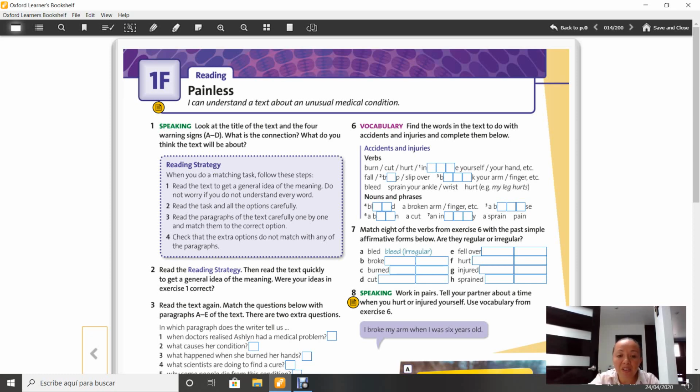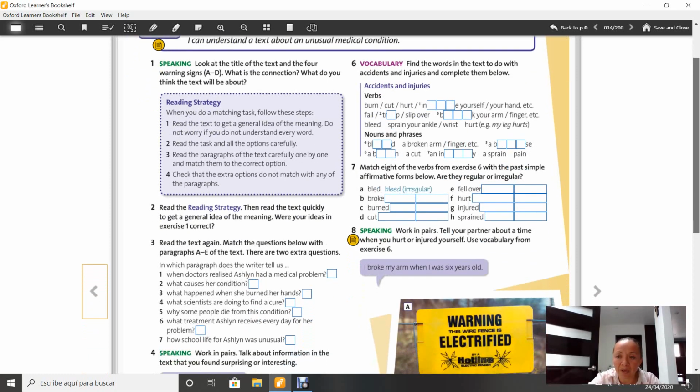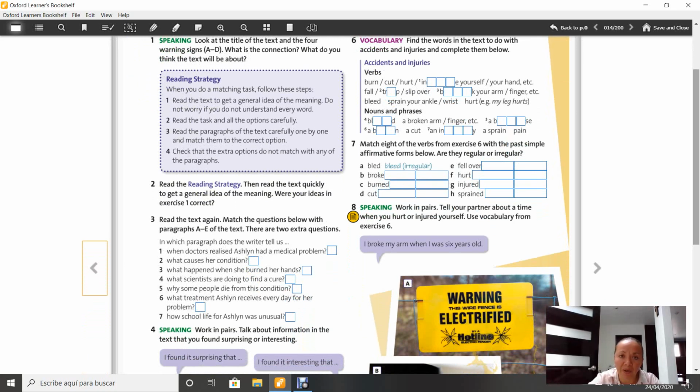So it says, read the text quickly to get a general idea of the meaning. Were your ideas in exercise 1 correct? For example, the text is going to talk about pain, right? Because of the title, that's very obvious. So we are going to read this text and we are going to know if we are correct or not.